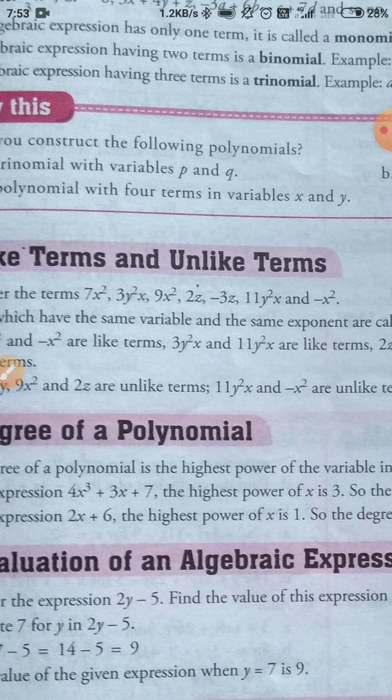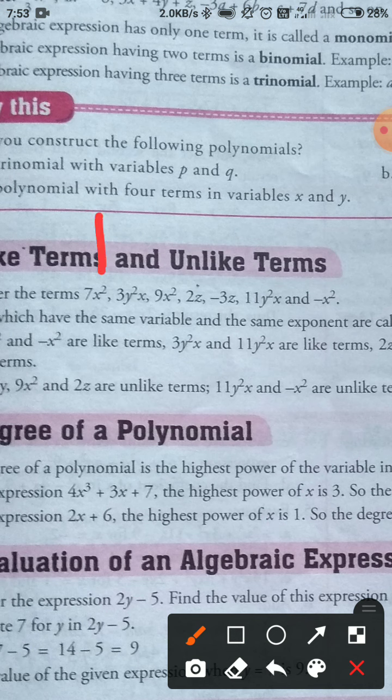You have to see which terms have the same variable, and those variables should also have the same power or the same exponent, right? As you can see, 7x square, 9x square, and minus x square have the same variables and their powers are also the same. Their coefficients need not be the same, but it is mandatory that their powers must be the same, right? And the variables should also be the same.